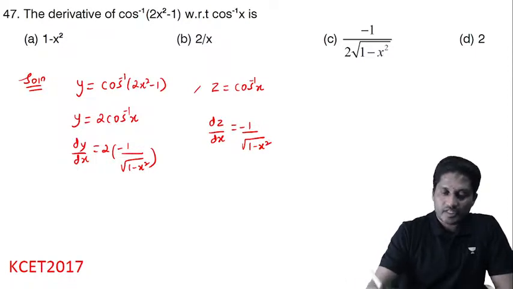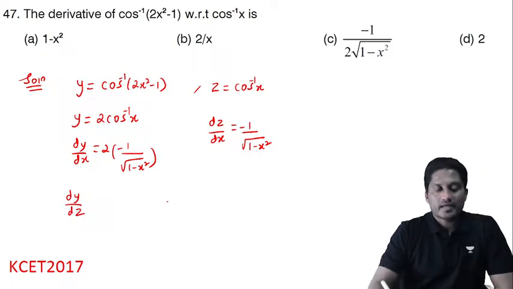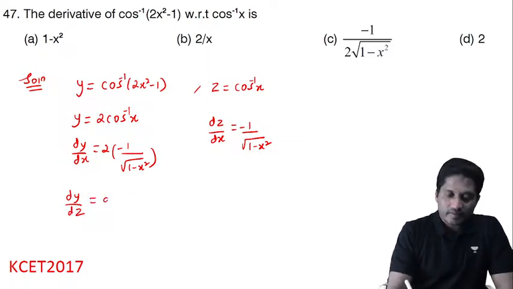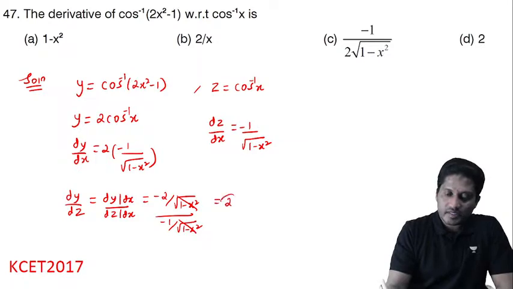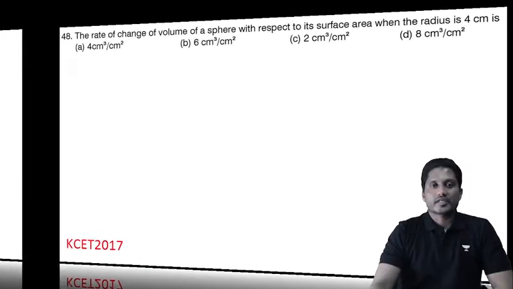Now, y with respect to z, dy by dz. I can write dy by dz is equal to dy by dx divided by dz by dx. Dy by dx is equal to minus 2 by root of 1 minus x square. Dz by dx is minus 1 by root of 1 minus x square. Minus and minus cancel, you get 2. Answer is option D. Right, let's move to the next question.